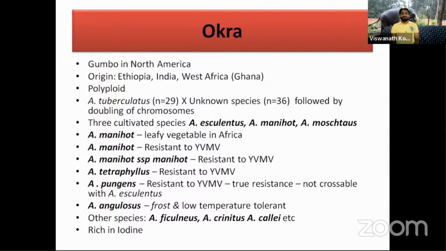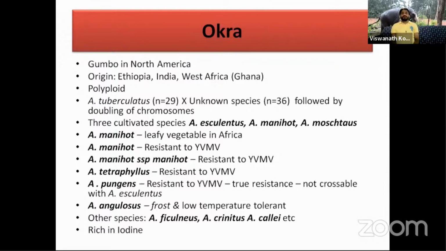Abelmoschus manihot is also used as a leafy vegetable in Africa, and it is resistant to yellow vein mosaic virus. There are four resistant species identified against the yellow vein mosaic virus. We all know that yellow vein mosaic virus is a major disease in okra. The manihot subspecies, manihot and tetraphyllus, all these three species can be hybridized with the cultivated Abelmoschus esculentus. But the problem is they do not have true resistance. They have false resistance only. That means they have the infection of the virus, but they do not exhibit any symptoms. That means they are symptomless species.